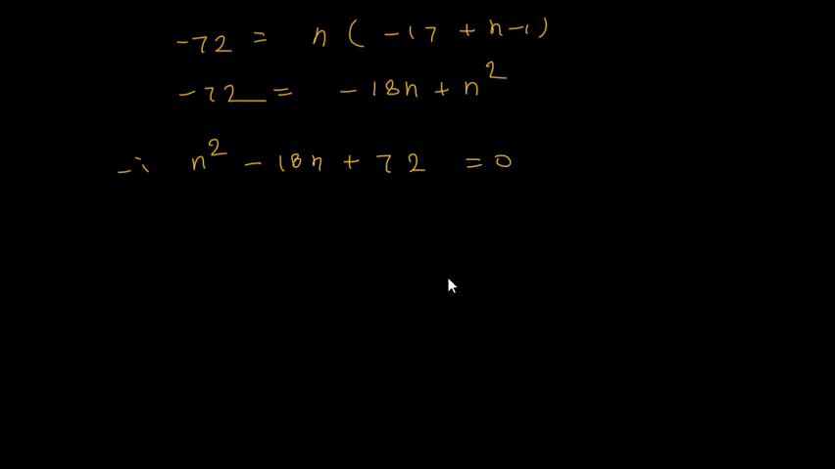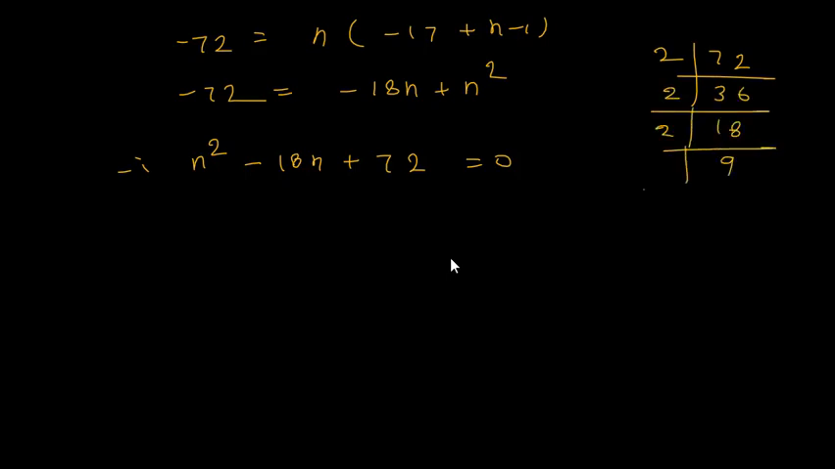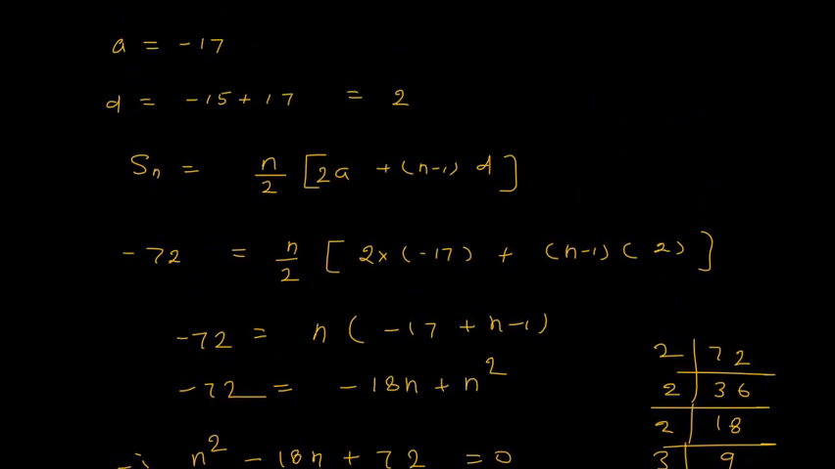Okay, now this 72 I have to factorize. 72 divided by 2 is 36, divided by 2 is 18, divided by 2 is 9, divided by 3 is 3, and divided by 3 is 1. Okay, so 18, we want two negative numbers whose addition should be 18 and the product should be 72. So it is not possible, I think. So we have done something wrong, I think.